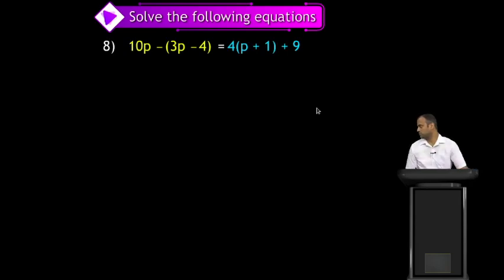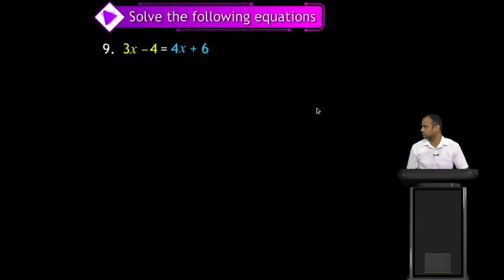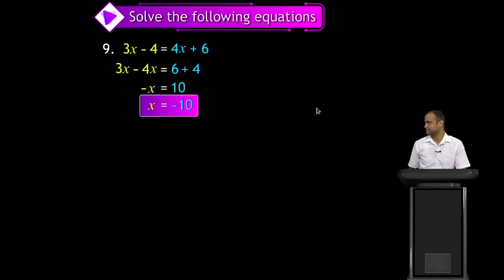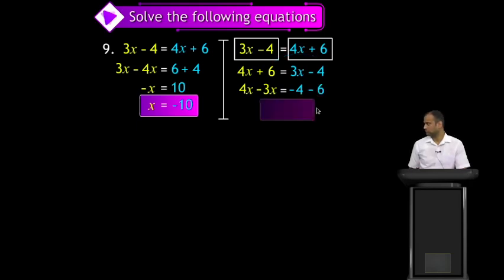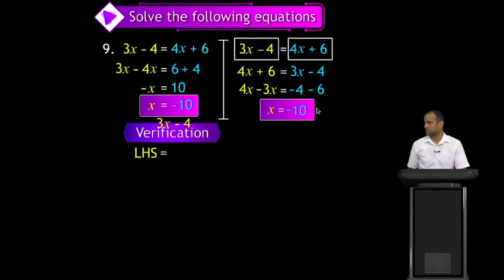Now you can solve this one also. Okay, here we will do the same. 3x minus 4x equals 4 plus 6. Okay, so x equals minus 10 is the answer, and you can verify this one also.